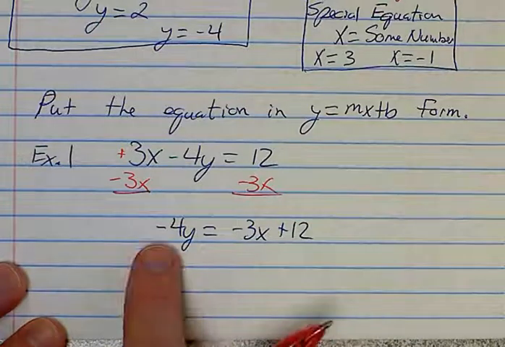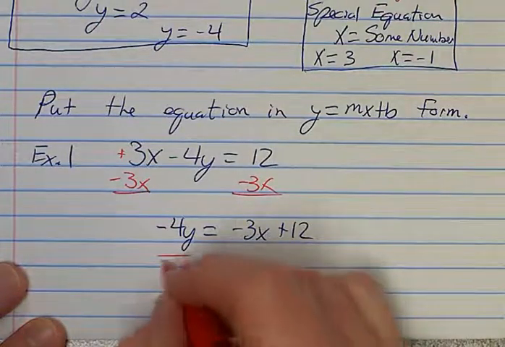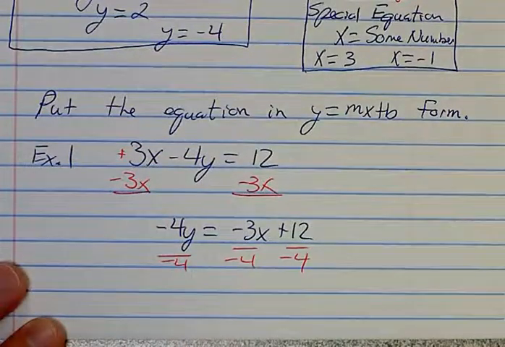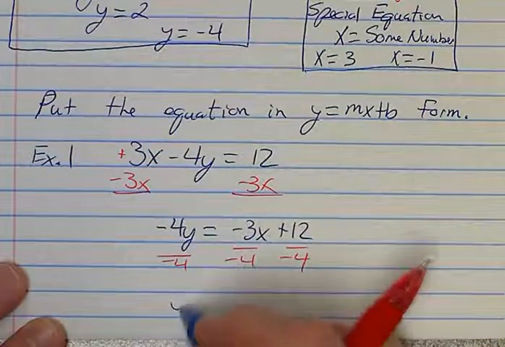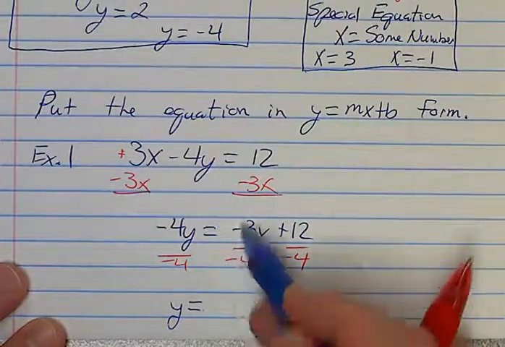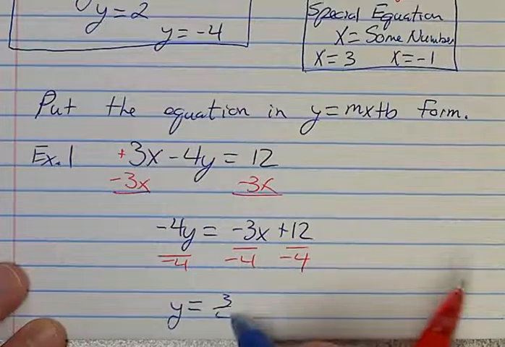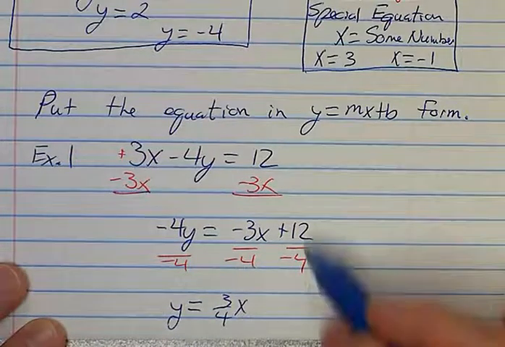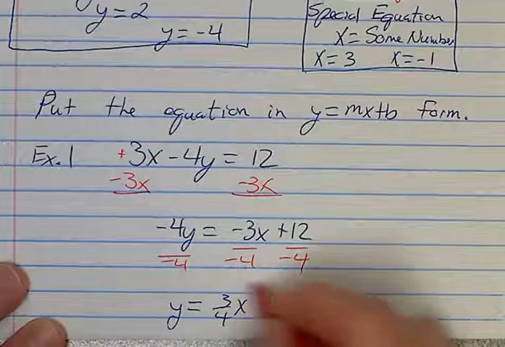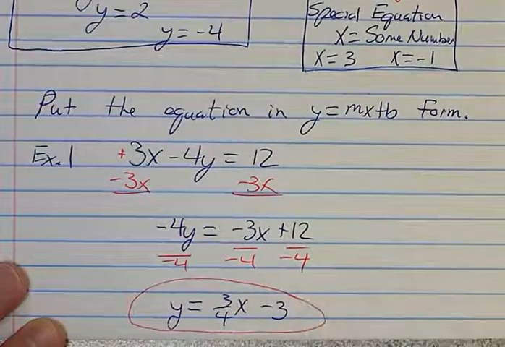To get the y by itself, you've got negative 4 times y, so we're going to divide everything by negative 4. That'll cancel. For the negative 3 over negative 4, those two negatives will cancel and make it a positive. 12 divided by negative 4 is a negative 3. And there you go. There you are in y equals mx plus b form.